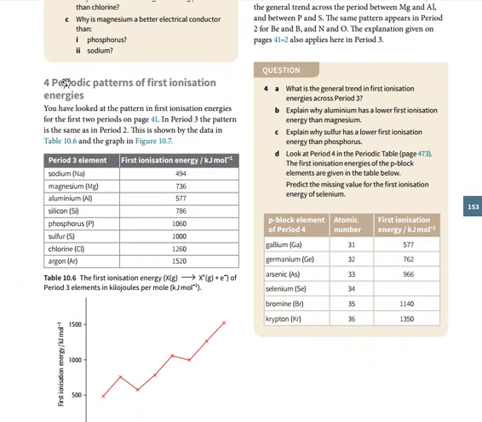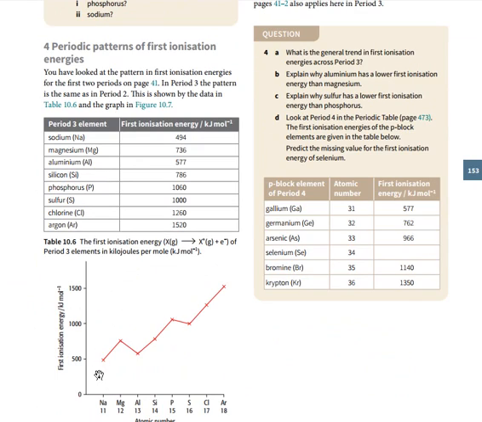And now you need to know the periodicity of the first ionization energy. We have seen it already when we spoke about the electronic configuration of an atom. For sodium, the first ionization energy is low, and then it increases for magnesium. The reason is that magnesium has two electrons in the outermost shell, and the electron enters the same shell, but you have an increase in electronuclear attraction because of the increase in the number of protons.